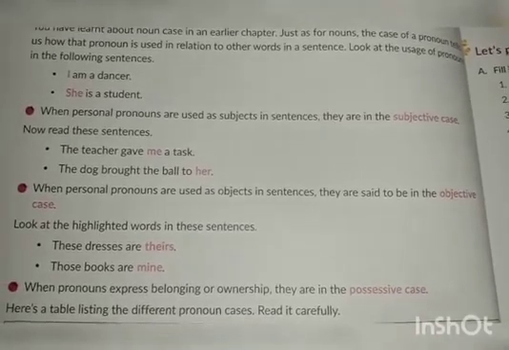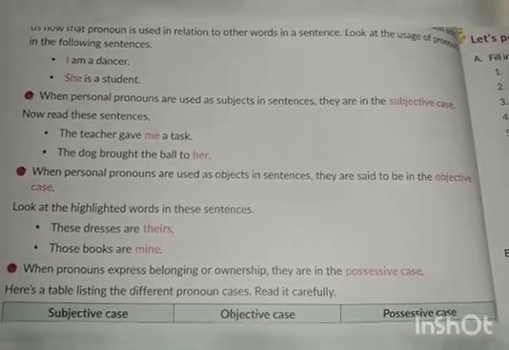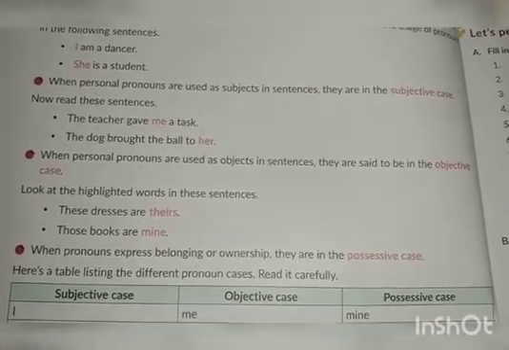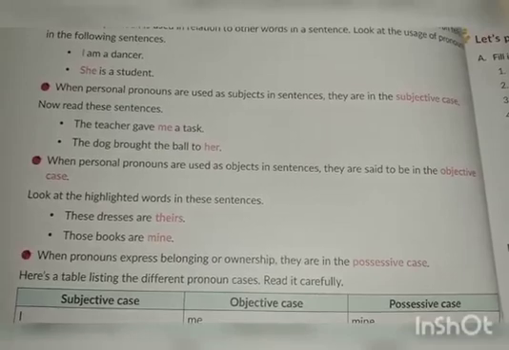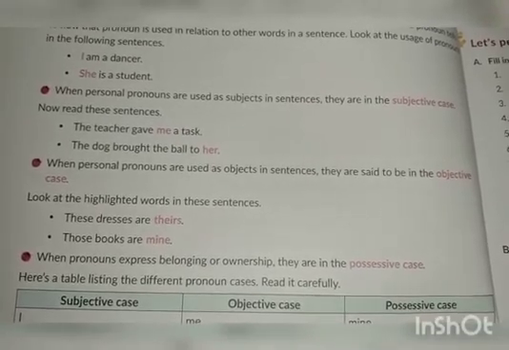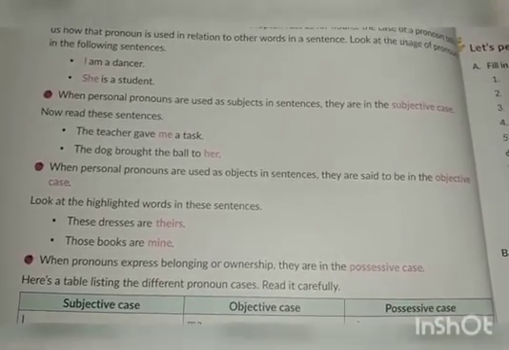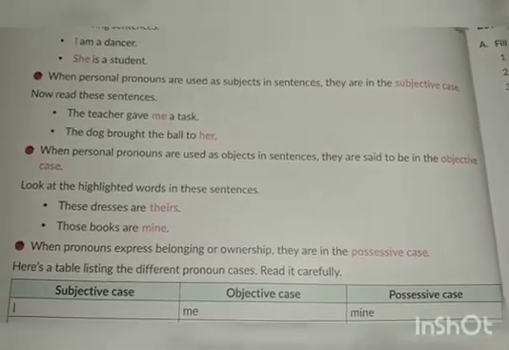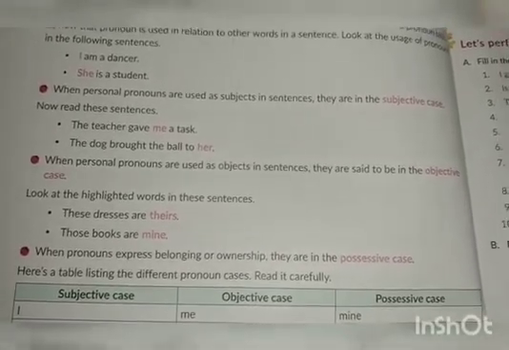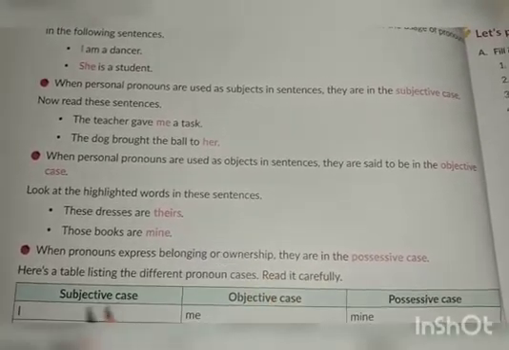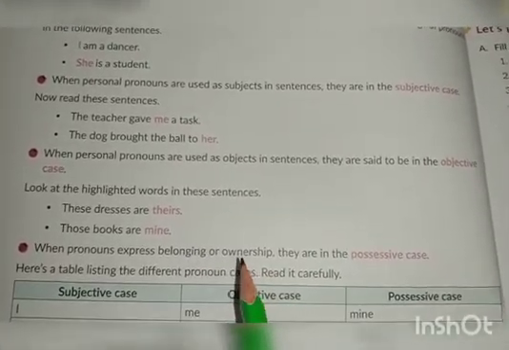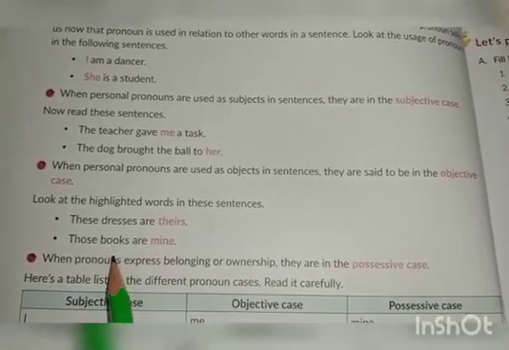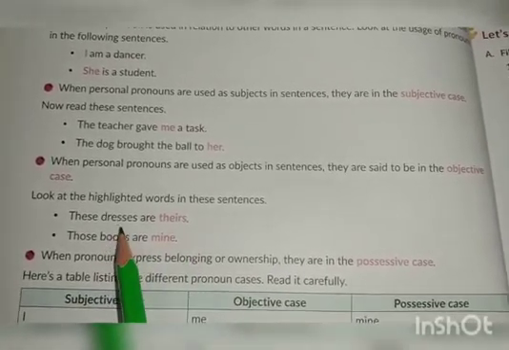These dresses are theirs. Those books are mine. Now here the pronouns theirs and mine are showing a relation with the dresses and books, that they belong to them. That means dresses are theirs and books are mine. So that is the possessive case. It is showing ownership. When pronouns express belongings or ownership, that means these books are mine. I am the owner of these books. They are the owners of those dresses.